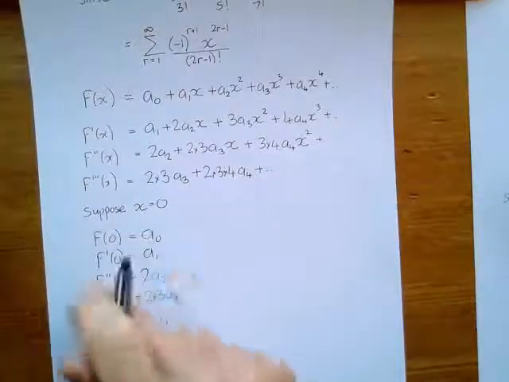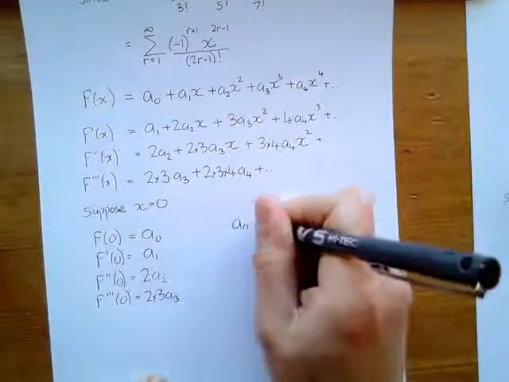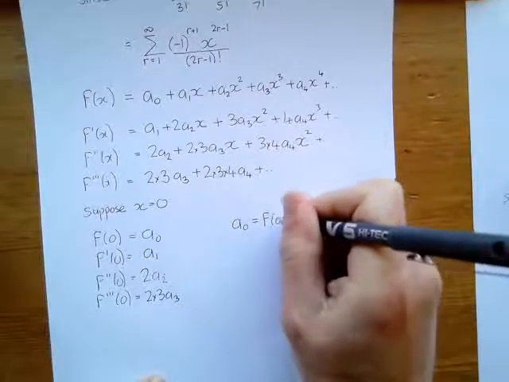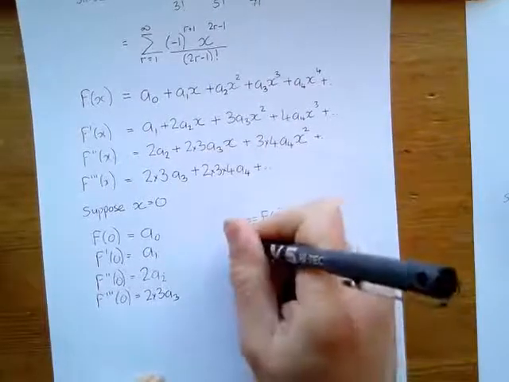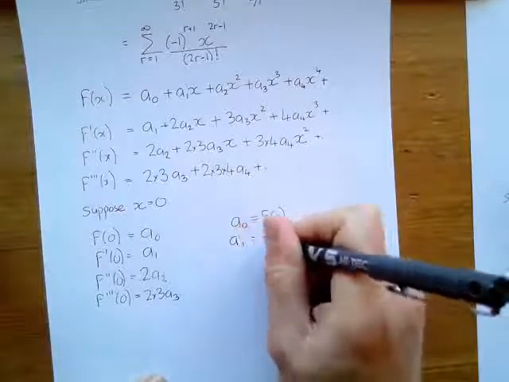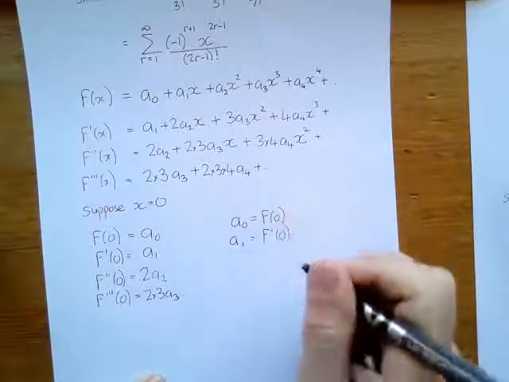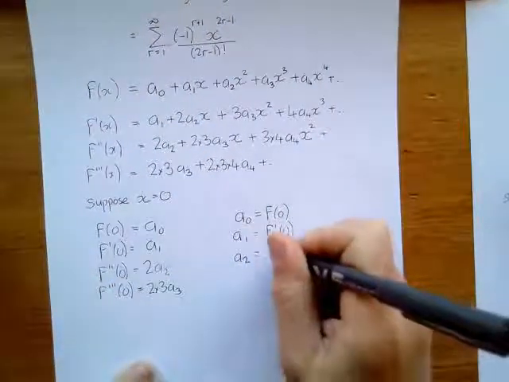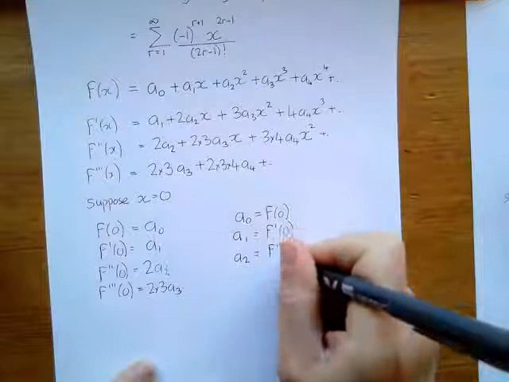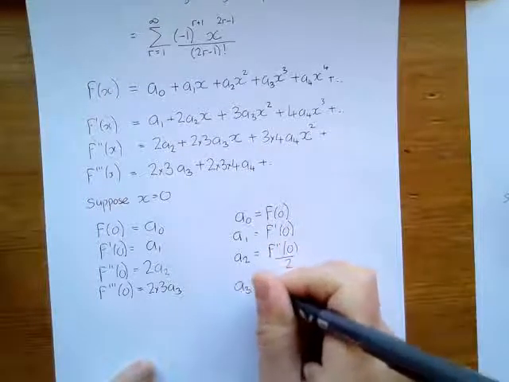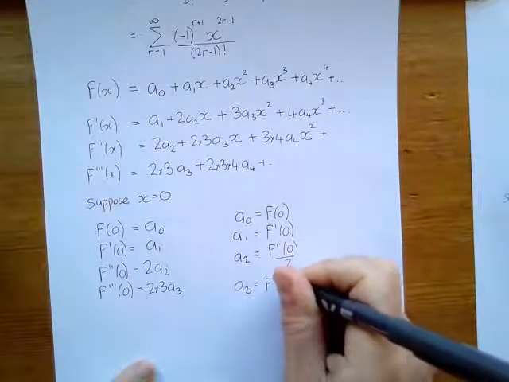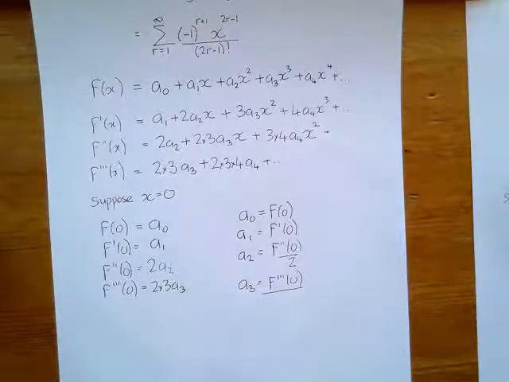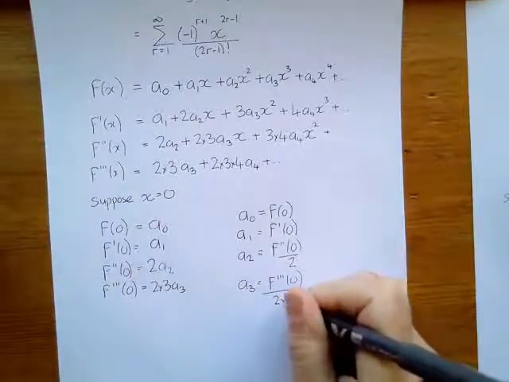And all I need to do to that is to rearrange these. So if I rearrange the first one, I get that a0 is equal to f of 0. a1 is equal to f dash of 0. And then I get that a2 is equal to f double dash of 0 divided by 2. And a3 is equal to f triple dash of 0 divided by 2 times 3.